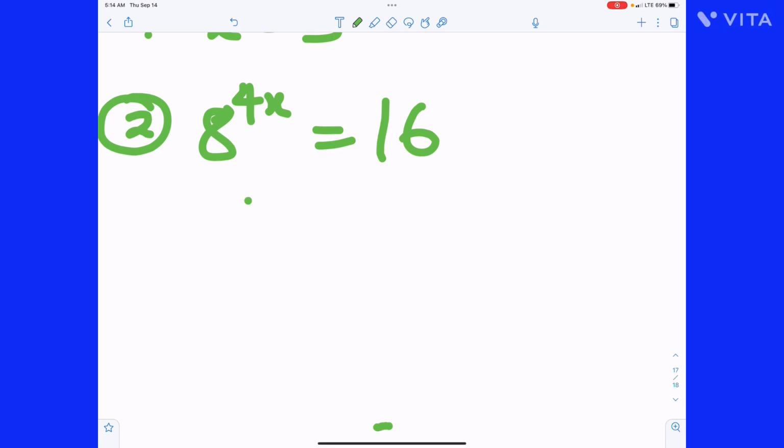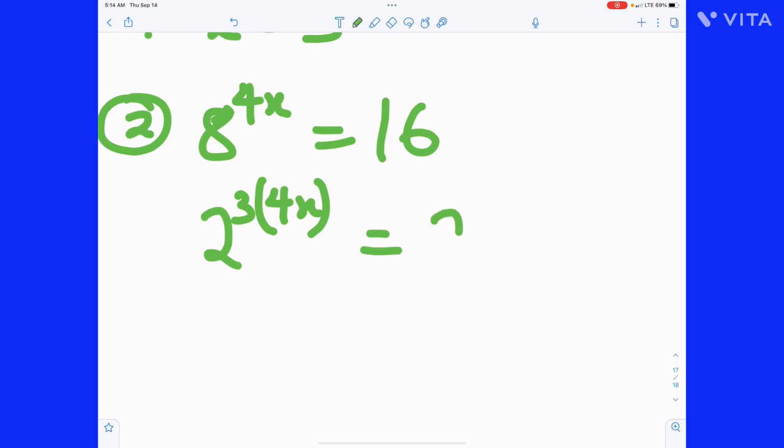Now, you cannot write 16 as 8 raised to power 2. It's not correct. 16 is not 8 raised to power 2. But you can write both in base 2. You can write this 16 in base 2, and you can write this 8 also in base 2. How do we do that? 8 is 2 raised to power 3. I just showed you. So you multiply that 3 by the 4x that was already on the power side before.